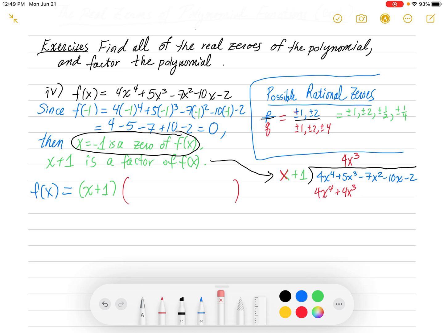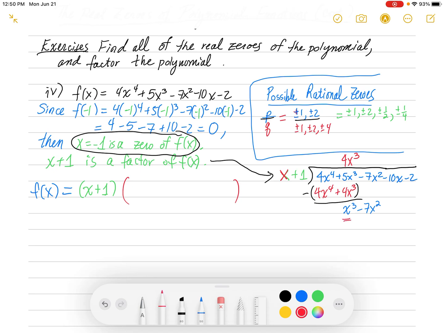Okay? And now we're going to subtract the blue 4x to the 4th plus 5x cubed minus the red 4x to the 4th plus 4x cubed. So when we subtract, the 4x to the 4th cancel. We get 5x cubed minus 4x cubed, which gives me a single 1x cubed, so I'll just write x cubed. Then I bring down my minus 7x squared from above.